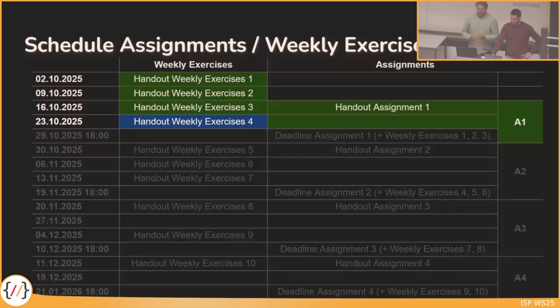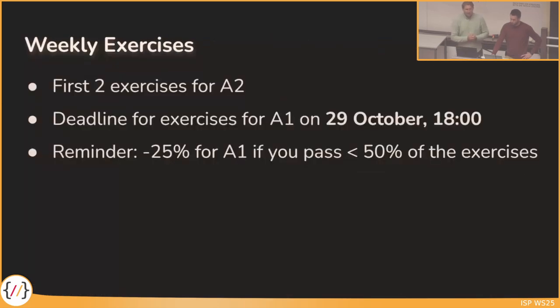Then we have the weekly exercises. We have already released all weekly exercises that are related to assignment 1. These are in total 10 exercises. Today we will hand out the first weekly exercises that are related to assignment 2. But don't forget to work on and submit the weekly exercises for A1. Otherwise, if you have less than 50% of the weekly exercises for assignment 1, you will get a deduction of 25%. So make sure to do them in time until next Wednesday.